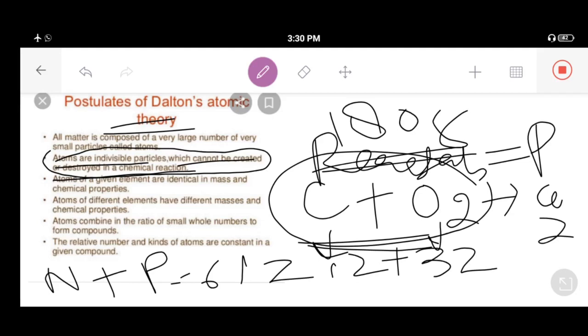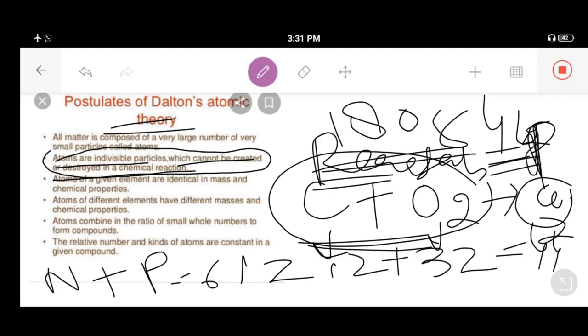That's 44. Whenever we measure the mass of the carbon dioxide, it comes out to be 44 grams. That means the mass of the reactant side is equal to the mass of the product side, the mass of the reactants is equal to the mass of the products. That means the second postulate of Dalton's atomic theory is in accordance with the law of conservation of mass.